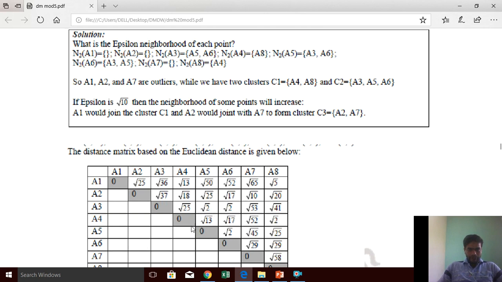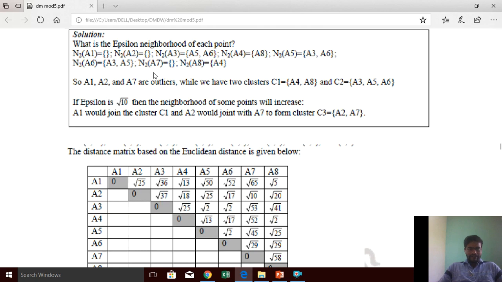Now you take A4. A4 will have only A8, because only A8 is within the radius of 2. Then for A5, A6 as well as A3. A3 to A5 is also root 2 and A5 to A6 is also root 2. So A3 and A5 are within the radius of 2. A3 and A6 will come because their values in the distance matrix are root 2.